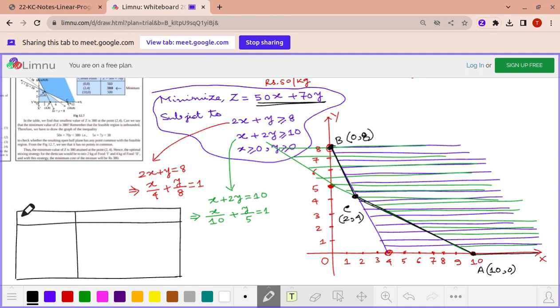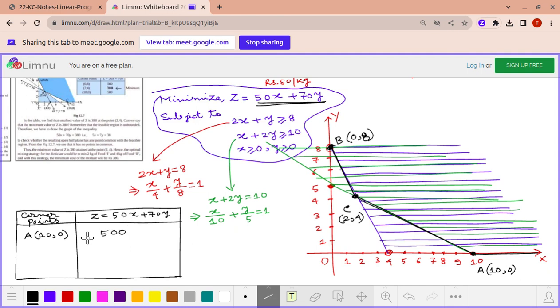Here are the corner points, and here is the value of the objective function z equal to 50x plus 70y. Now what is the first point? First point A, that is (10, 0). That means when x is equal to 10 and y equal to 0, the value of z, that is 50x plus 70y, will be 50 into 10 plus 70 into 0, that is 500.